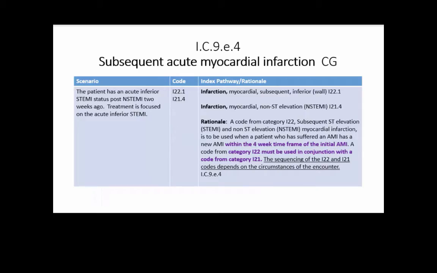The guideline we're going to cover is the subsequent acute MI. This is when a patient has had an MI within that 4-week window of the initial MI. When that happens, if your treatment is focused on the subsequent, then that's going to be your principal diagnosis, and that is in category I-22. And then you must also remember to keep coding that first MI that happened within the 4-week window, and that's an I-21 category code. As it says, the sequencing depends on the circumstances of the admission.